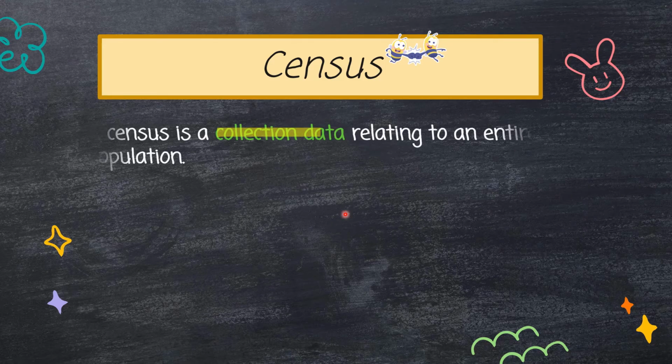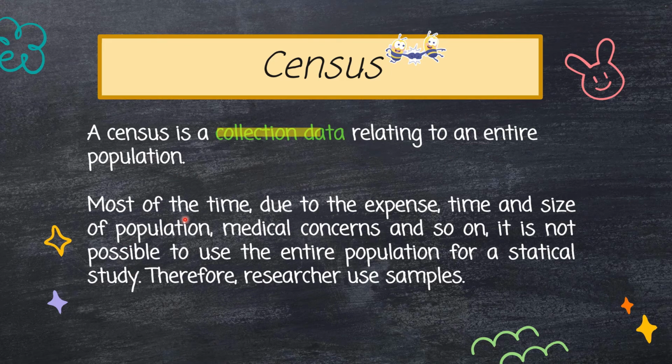Census. A census is a collection of data relating to an entire population. Most of the time, due to the expense, time and size of the population, medical concerns and so on, it is not possible to use the entire population for a statistical study. Therefore, researchers use samples.